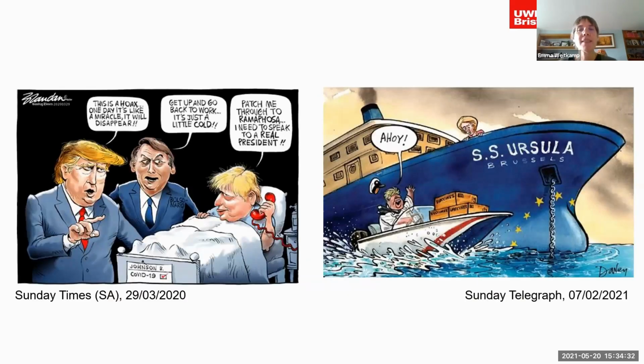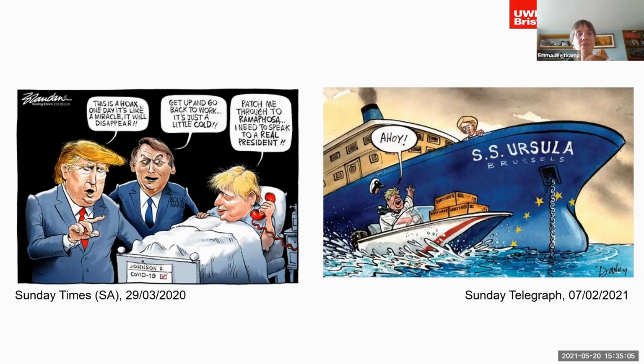So here we have two ways in which political leaders might be represented in cartoons, both those that are present and those that are absent. On the left, a cartoon from South Africa is suggesting that Cyril Ramaphosa is doing a relatively good job at managing the COVID pandemic. Boris is on the phone saying, I need to talk to a real president. And he's got Donald Trump there and Bolsonaro, neither of whom have really handled the pandemic very well.